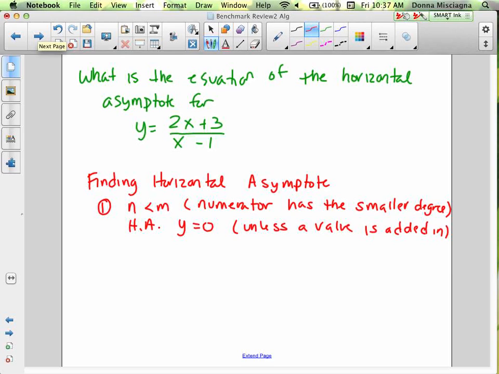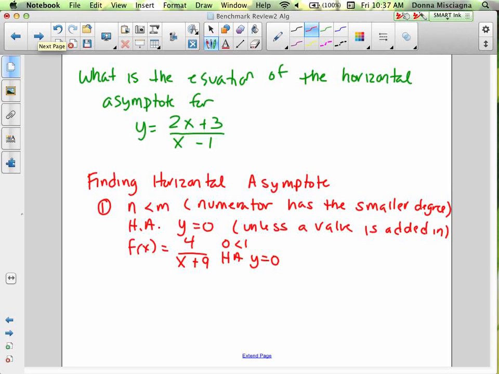So for instance, if I have f of x equals 4 over x plus 9, right? The numerator is degree 0. Denominator is degree 1, right? So 0 is less than 1. So the horizontal asymptote is y equals 0.